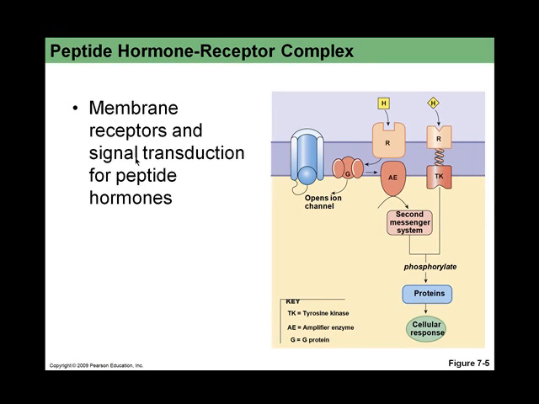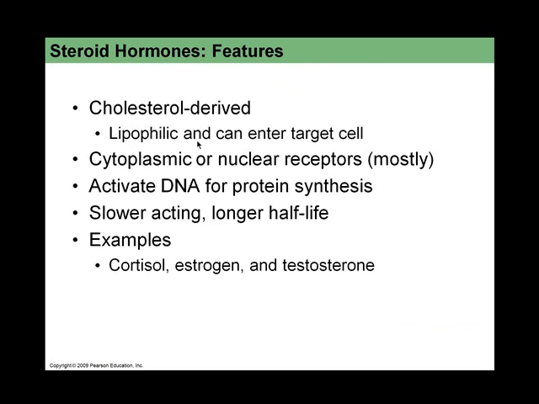So the membrane receptors and signal transduction for peptide hormones. We're picturing these as peptide hormones. We recognize the tyrosine kinase, the adenylate cyclase, the G coupling, and then an ion channel, second messenger to phosphorylate proteins and get the response.